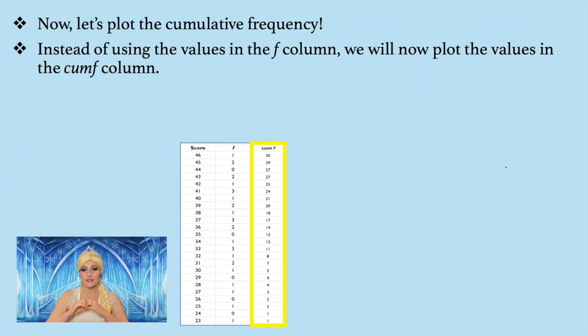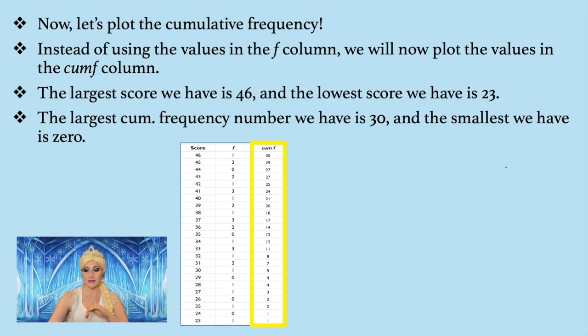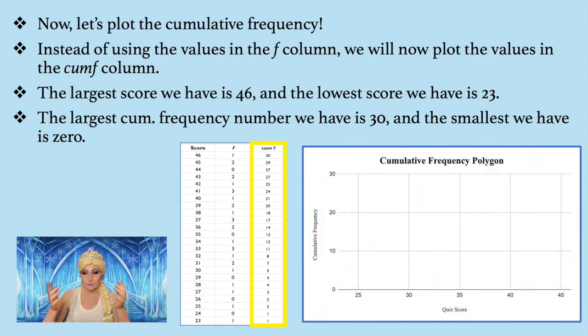So now we need to plot cumulative frequency. Remember, for plotting cumulative frequency, we're going to use the CumF column of our data instead of the F column. We've already plotted frequency, so now we need to focus on the cumulative frequency column. If we think back to the largest score we have on this quiz, that stays the same. The largest score we have is 46, and the lowest score we have is 23. In that case, we can use the same increments of 5 to plot the x-axis.